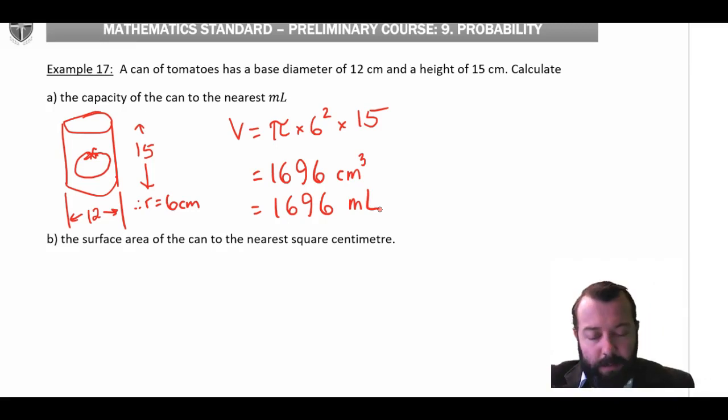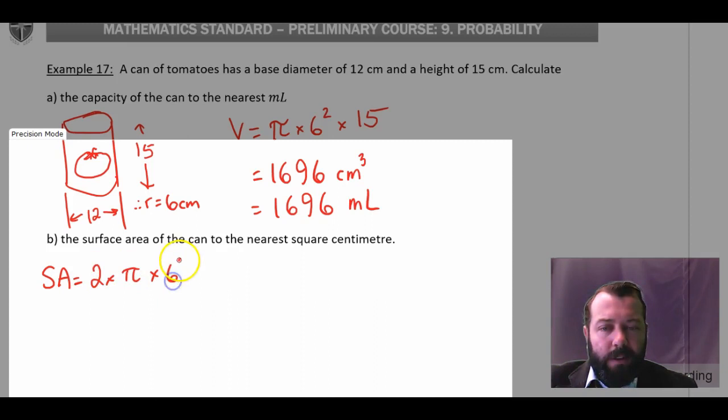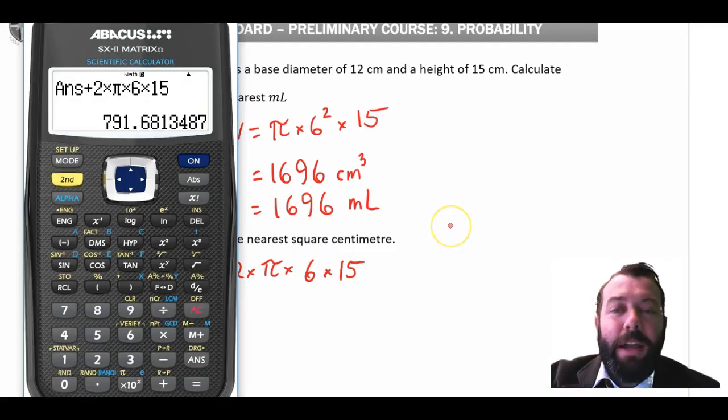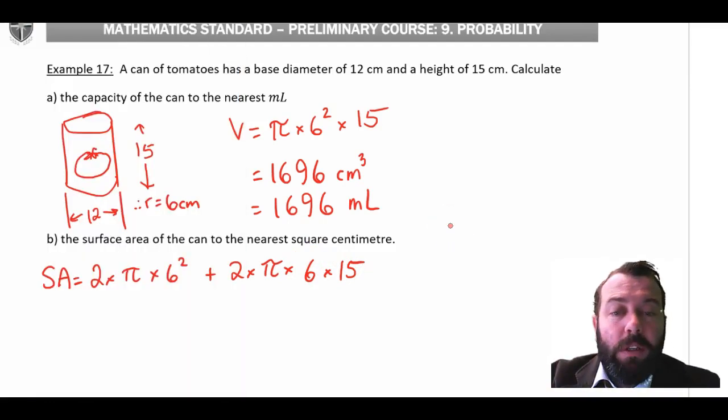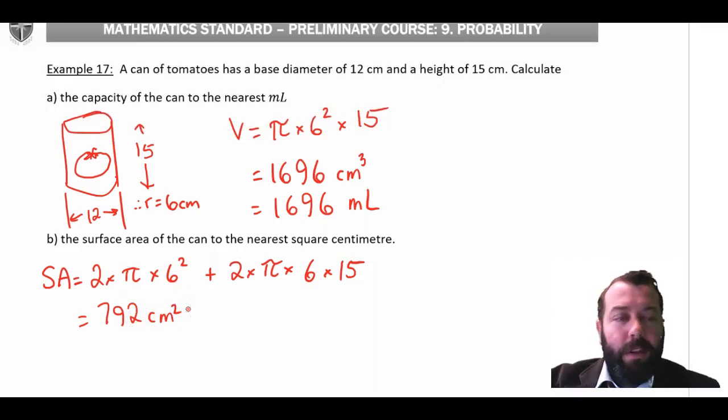Now the surface area of the can. We've got our diagram. I don't need another one. My surface area is 2 times pi times 6 squared, plus 2 times pi times my radius of 6 times my height of 15. Now that goes into the calculator. So that's about 792 square centimetres to the nearest square centimetre. There we go.